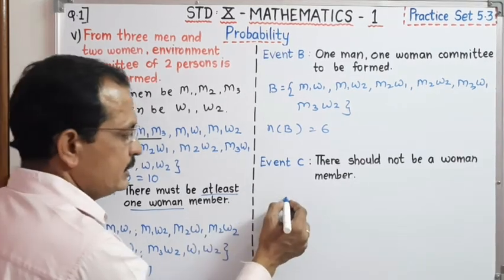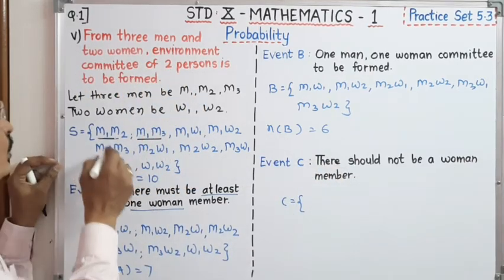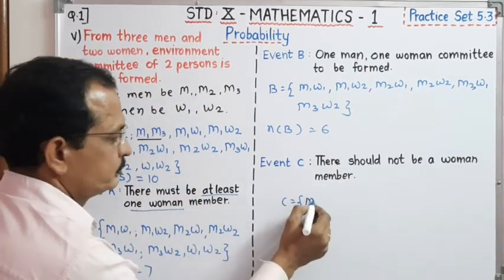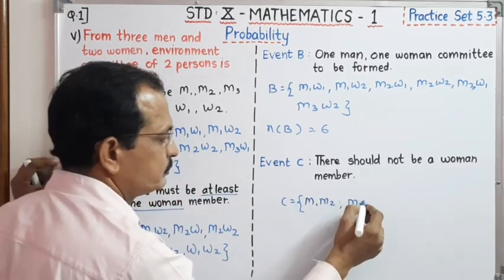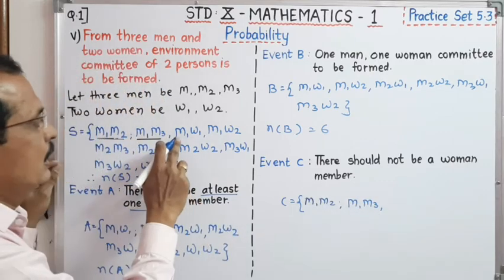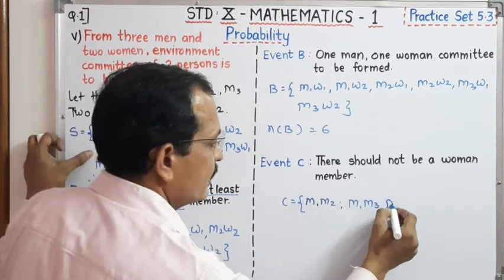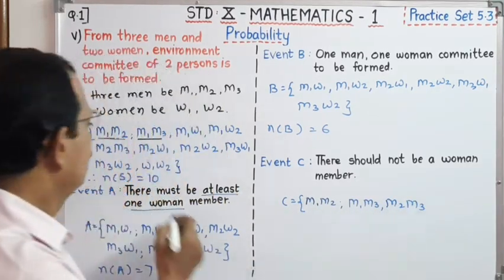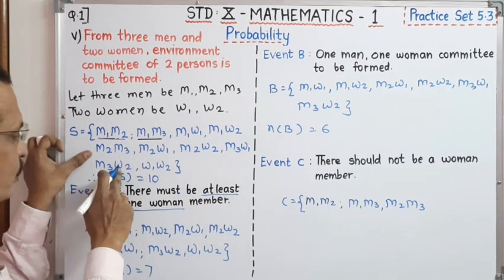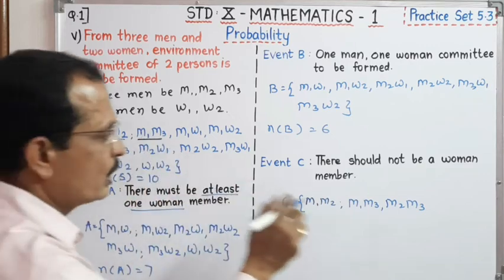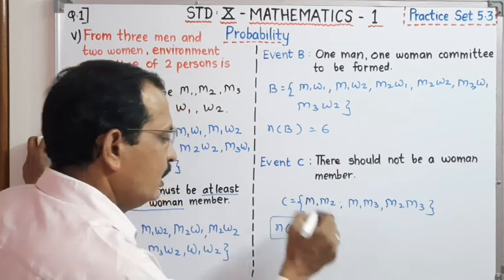And event C, there should not be a woman member. M1 M2, M1 M3, M2 M3. The others, M1 W1, M1 W2, M2 W1, M2 W2, M3 W1, M3 W2, W1 W2, are not there. Therefore number of C is equal to 3.